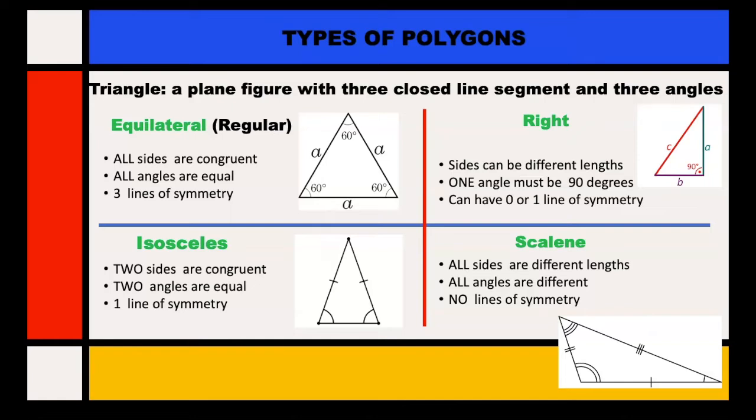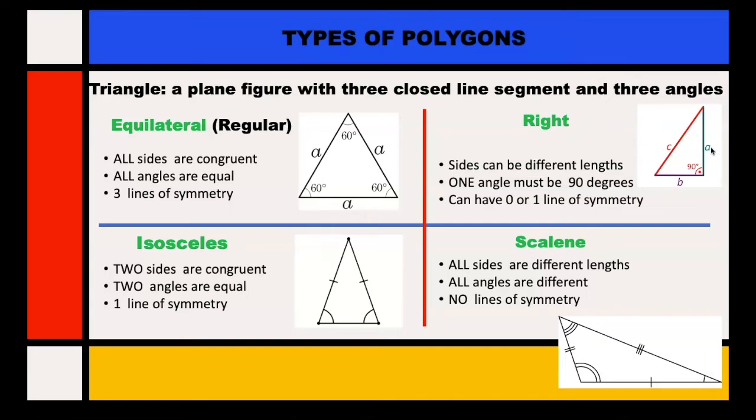We have an equilateral triangle, which is considered regular. Can you tell me why it is regular? Based on our vocabulary, it's regular because all sides are congruent and all angles are congruent. And it has three lines of symmetry. We have a right triangle, and it's a right triangle basically because one of your angles will equal 90 degrees. Sides can be different, and it also has 0 or 1 line of symmetry.